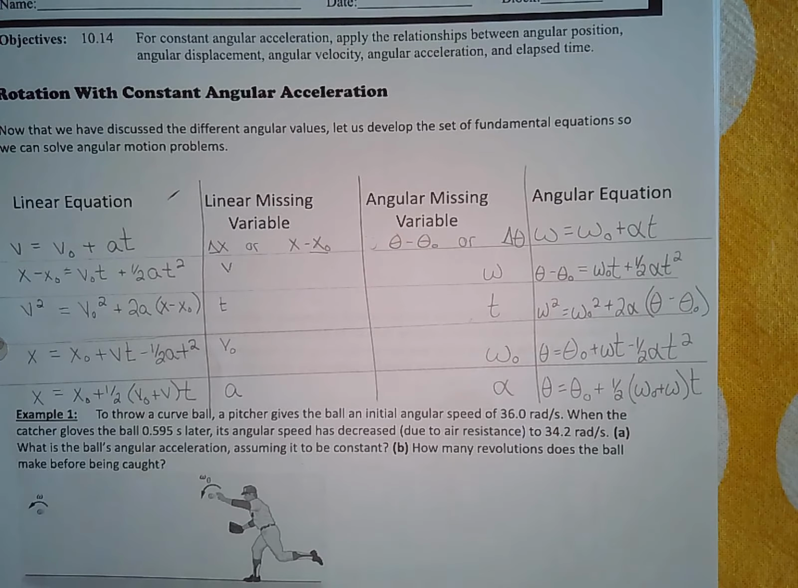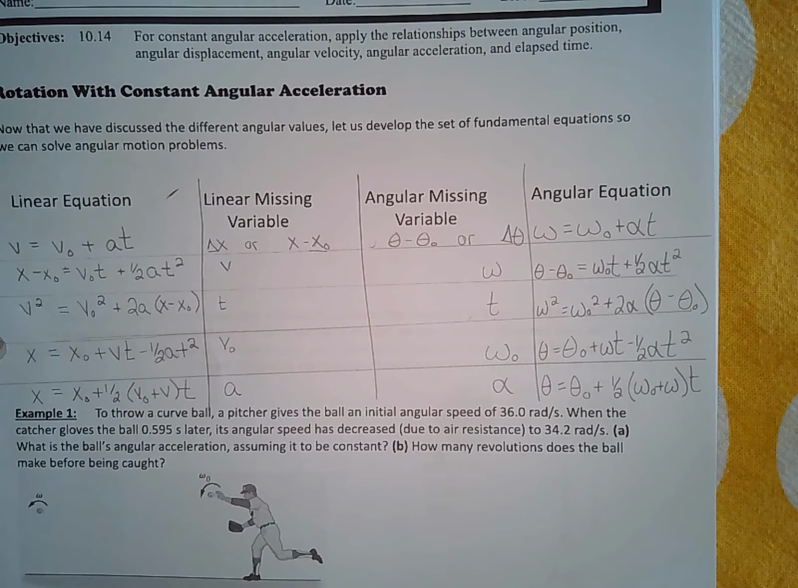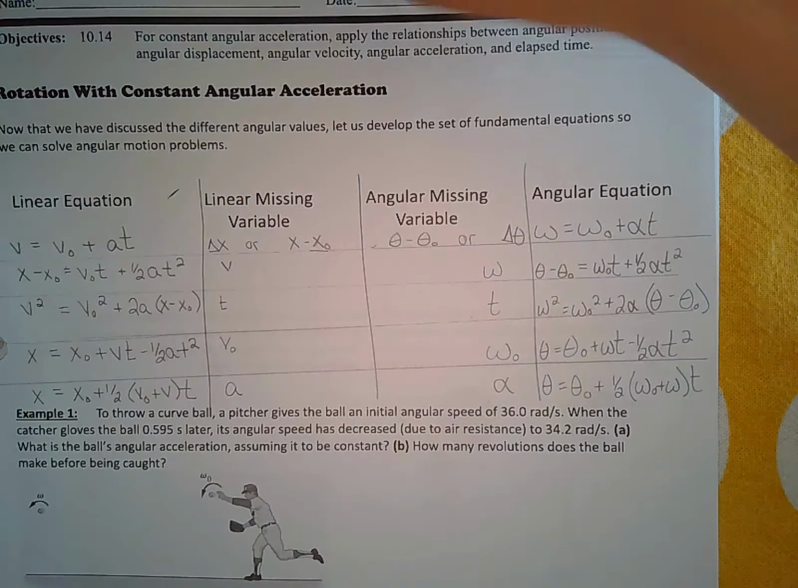All right, let's do this thing. To throw a curveball, a pitcher gives a ball an initial angular speed of 36 radians per second. You know what, guys, would be really smart of us to write our units down somewhere. So give me a second. Maybe I'll get another piece of paper and you should too. I'm going to hit pause.